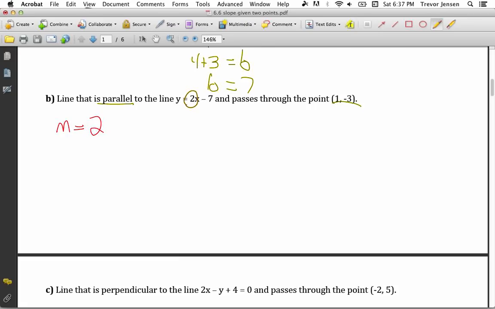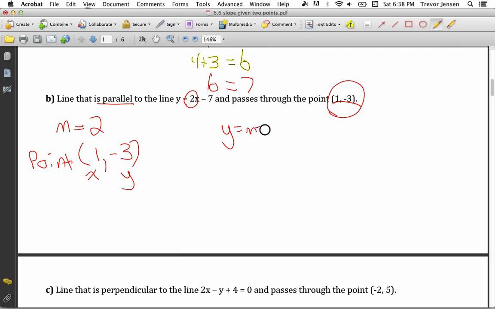It doesn't necessarily have the same y-intercept as that line. All we know is that it's parallel, so that means it's got the same slope. What else do we know about our line? We know that it goes through the point 1, negative 3. So we know a point on the line. We know every point has an x and a y coordinate, so I have an x and a y value as well. So what I can do, in order to write the equation of my line, I need the slope and the y-intercept.